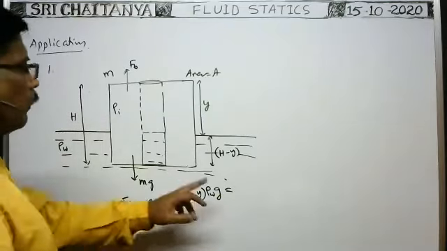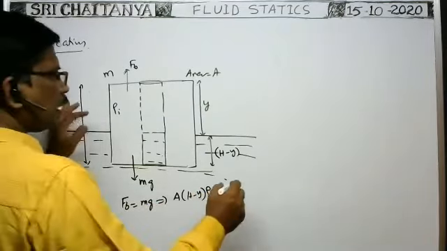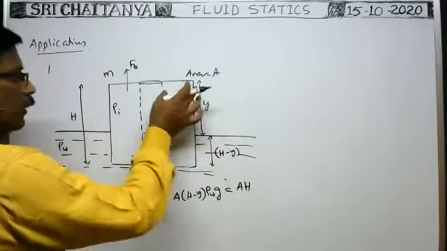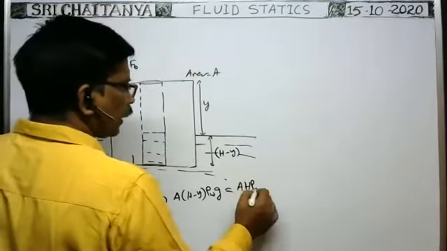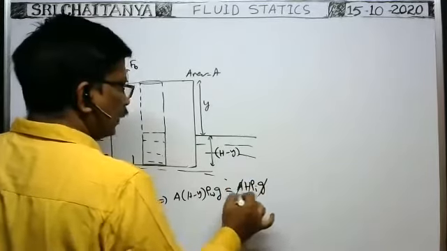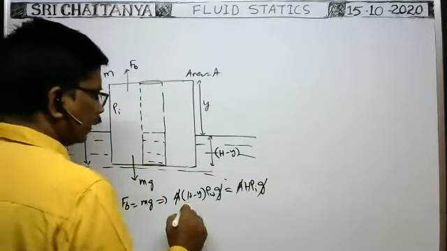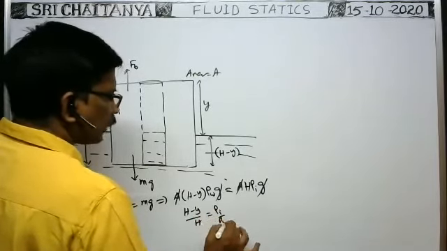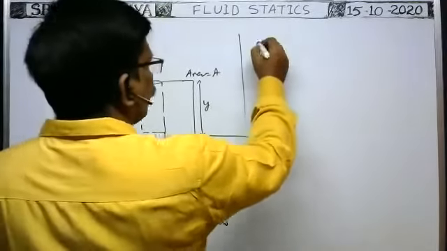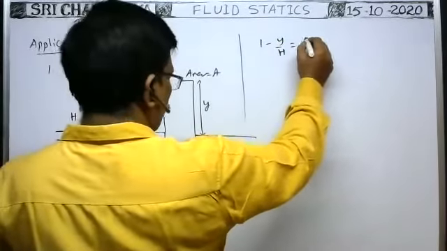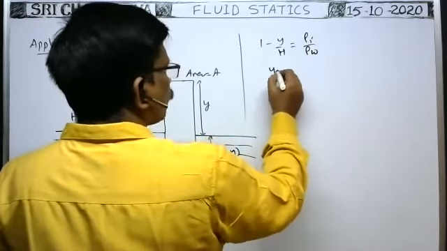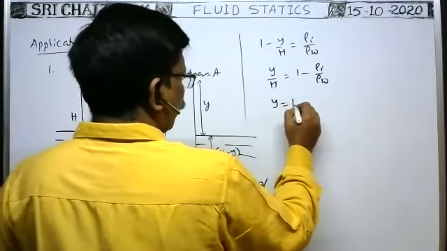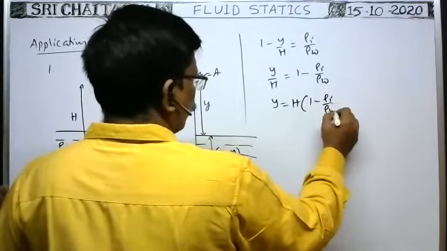So this buoyant force is equal to the mass of the ice block into acceleration due to gravity. Mass of the ice block means area of cross section of the ice block into height of the ice block, which gives the volume of material of the ice block, into the density of the ice block, gives mass, into g. So here A and g cancel. Therefore, (H minus y) by capital H is equal to density of ice by density of water. We can write 1 minus y by H is equal to rho I by rho W. So y by H is equal to 1 minus rho I by rho W, or y is equal to capital H into (1 minus rho I by rho W).